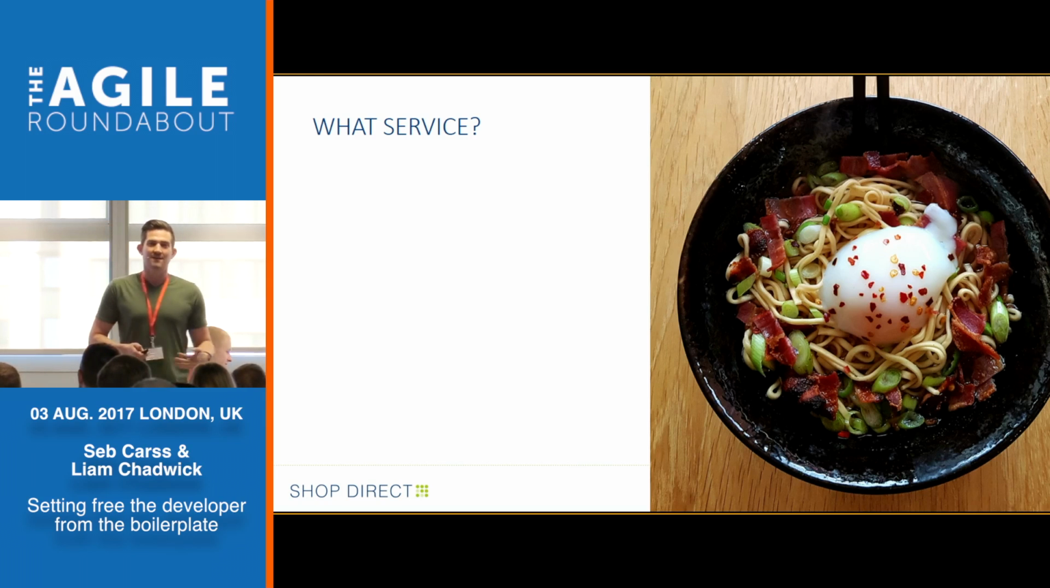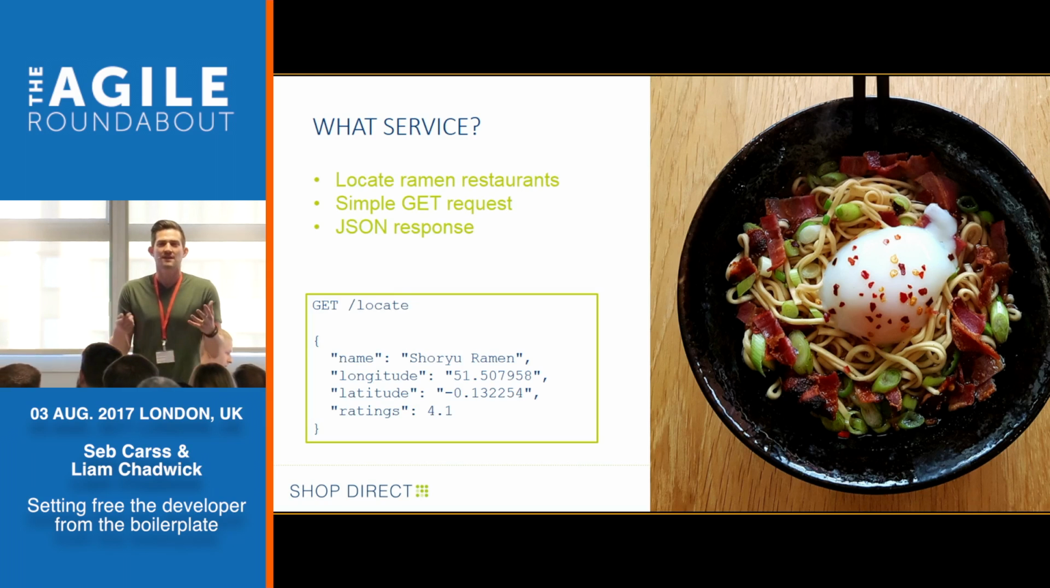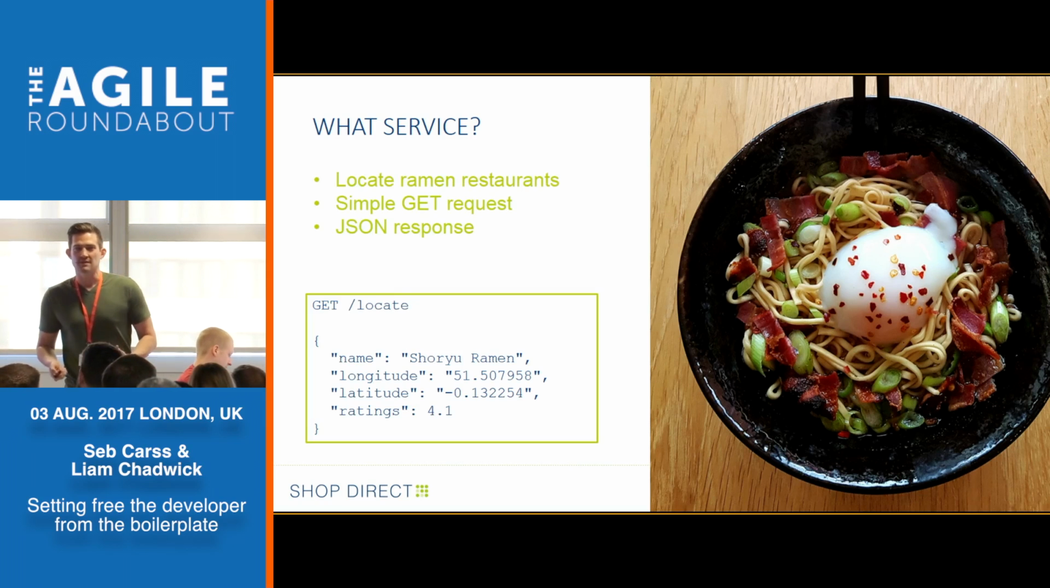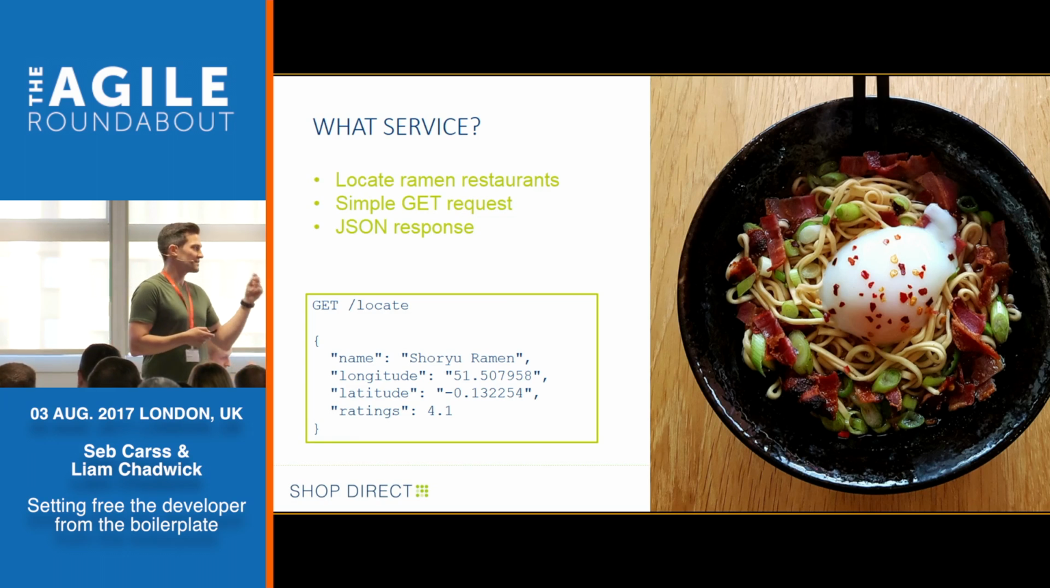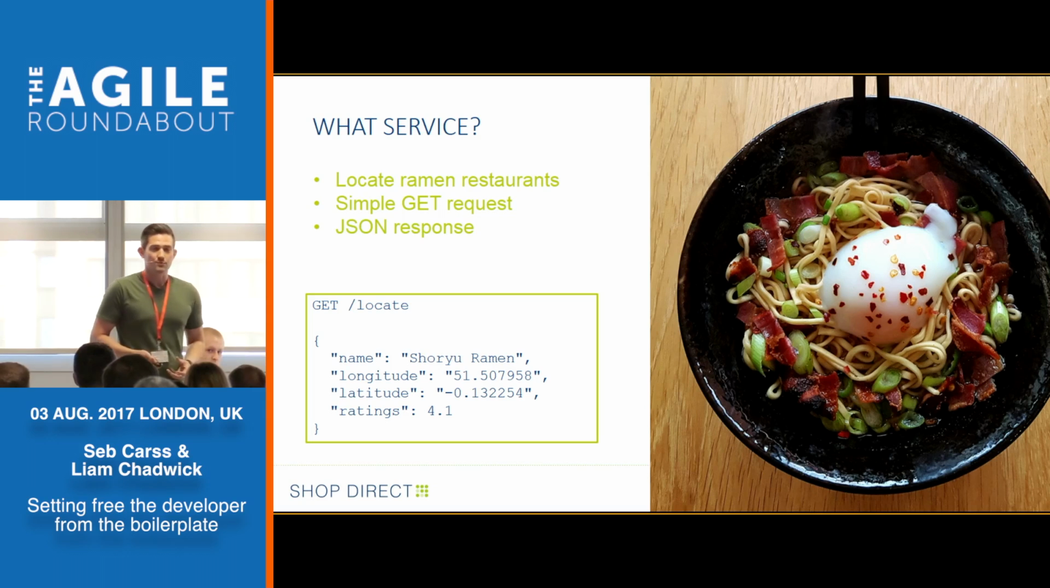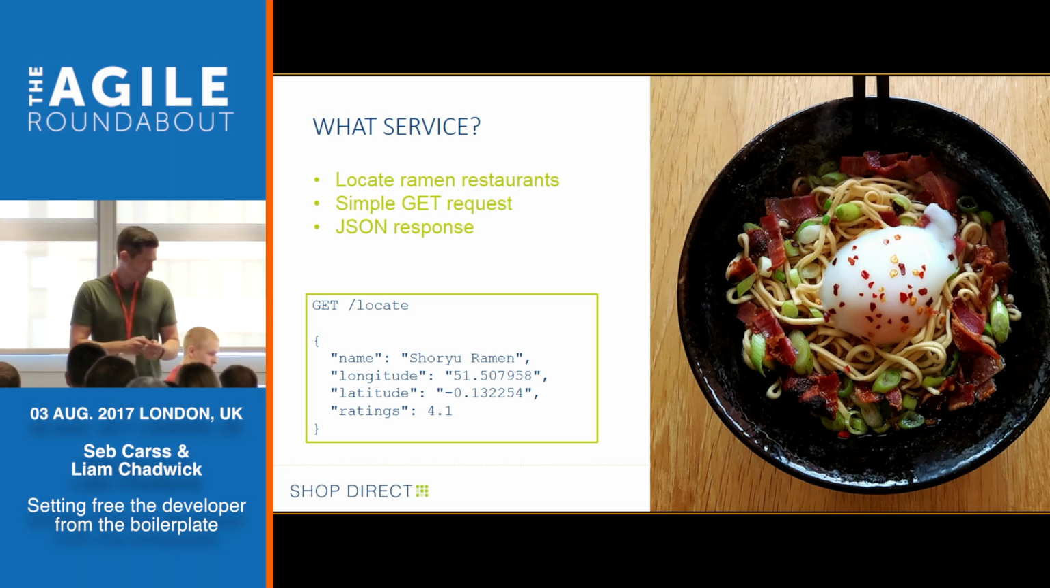So I wish to have a ramen locator service, something that would actually locate ramen restaurants for me. So that's what we're going to create today. We're going to create a microservice that has a simple GET request with the endpoint of /locate. And the response that we get back is a JSON response with a list of ramen restaurants nearby with their longitude, latitude, and some ratings. And at the end of this talk, I want you guys all to be able to find ramen from your phone. So that when you go home, you've got a nice walk home, you can find some on the way.